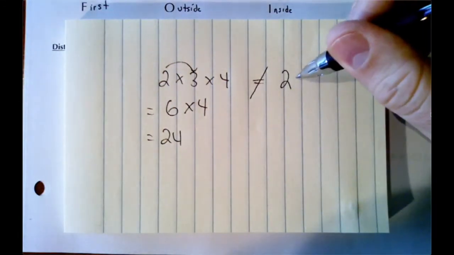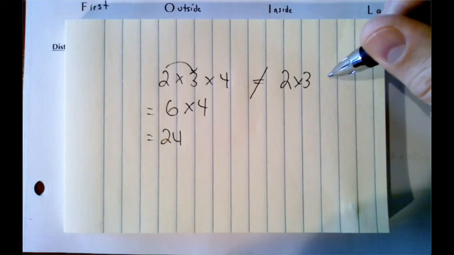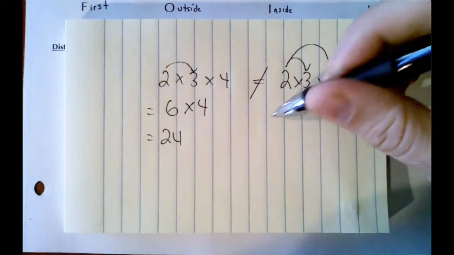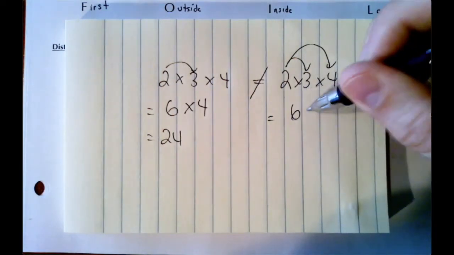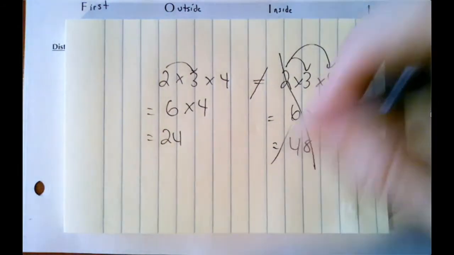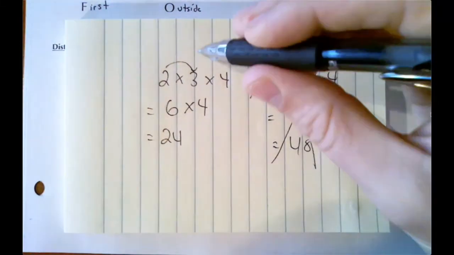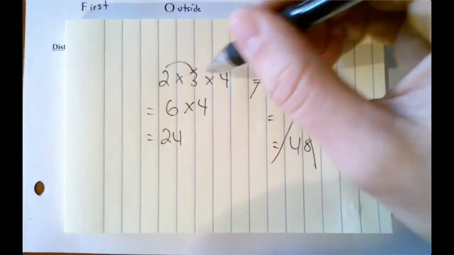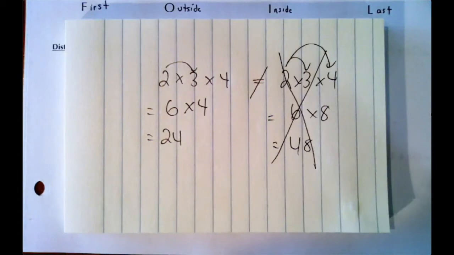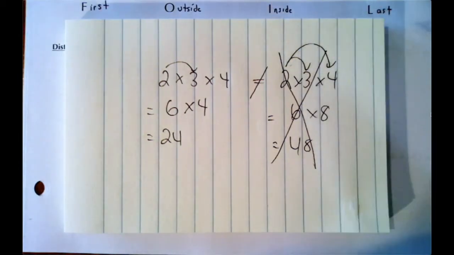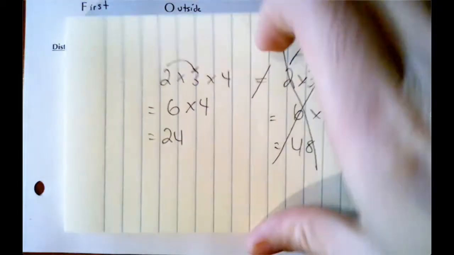is 2 times 3 times 4. We would not do 2 times 3 and 2 times 4 and get 6 times 8 and get 48. That would be wrong. But what we could do is we could do 2 times 4 first and get 8, and then times 3, and that would give us 24. That would be okay. But we don't distribute the 2 to both terms, because when you do multiplication, you just go left to right.